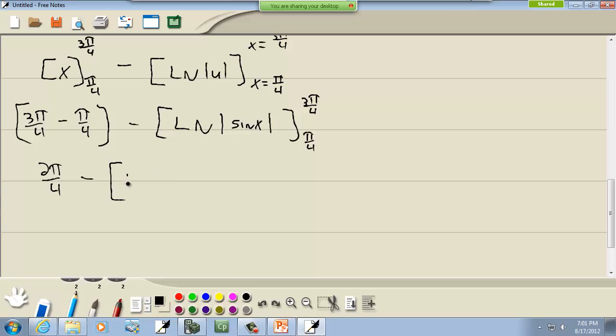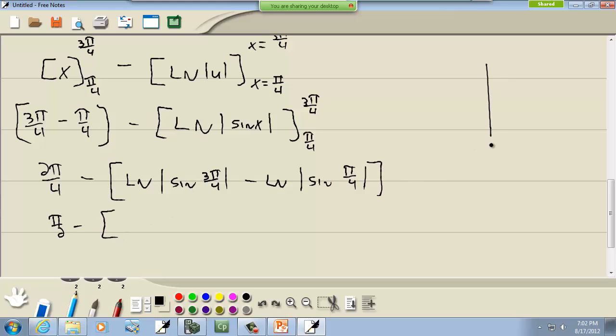Here I plug in these values. So I got natural log of the absolute value of sine of 3 pi over 4 minus natural log of the absolute value of sine of pi over 4. This is pi over 2. Now in your unit circle, pi over 4 is right here, and it's square root of 2 over 2 and square root of 2 over 2. 3 pi over 4 is right here, and it's negative square root of 2 over 2 and square root of 2 over 2.